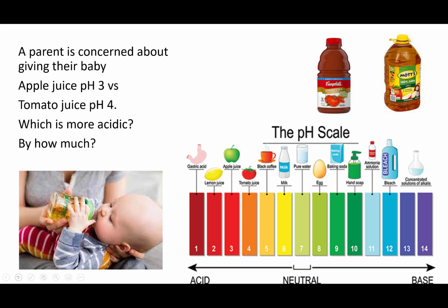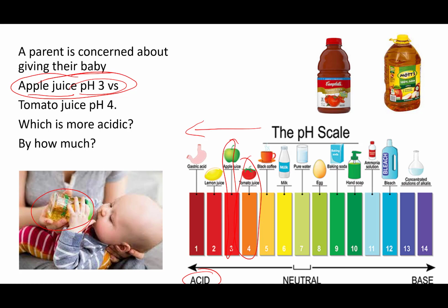So let's look at a real world example of this. Let's say a parent is concerned about should they give their child apple juice with a pH of 3, or should they give their child tomato juice with a pH of 4? So which one is more acidic? Well, as you go in this direction on the pH scale, things get more acidic. So which one is more acidic? Well, actually, it's apple juice. You don't see a lot of parents running around giving their babies tomato juice, but apple juice is actually 10 times more acidic than tomato juice. Interesting stuff once you actually know a little bit of chemistry.